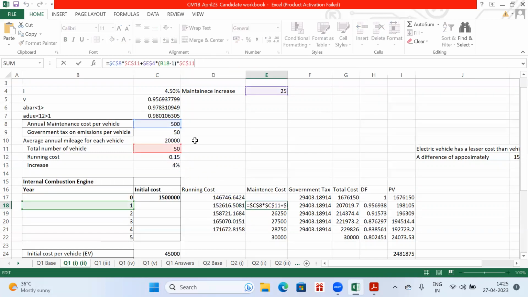Maintenance cost is very easy. It is a fixed amount. So 50 into 500 for 50 vehicles. Plus there's an increase of 25, for each of the 50 vehicles.